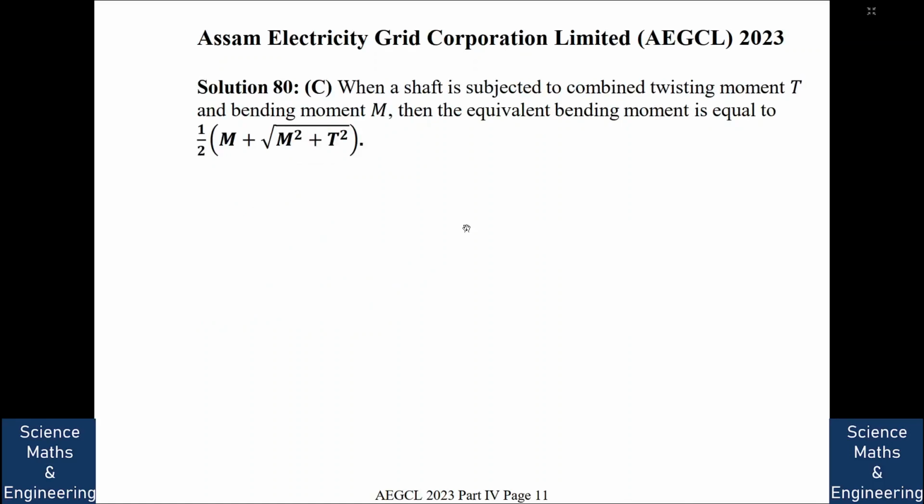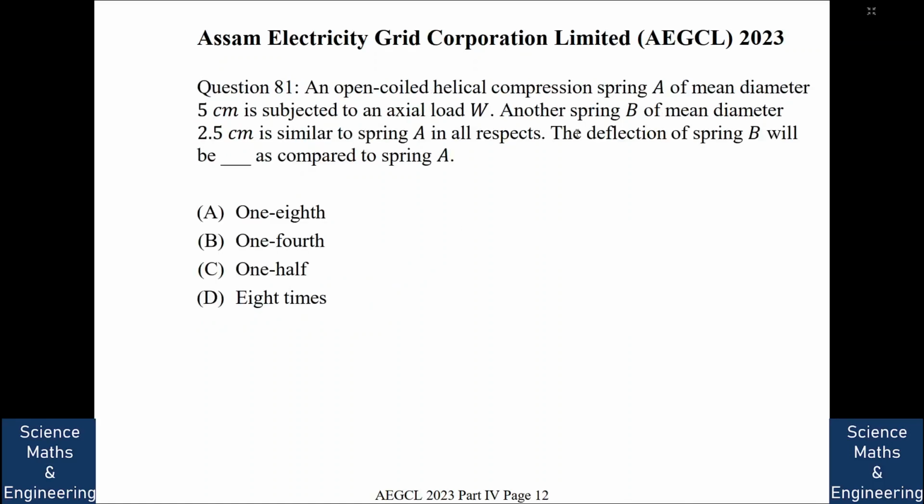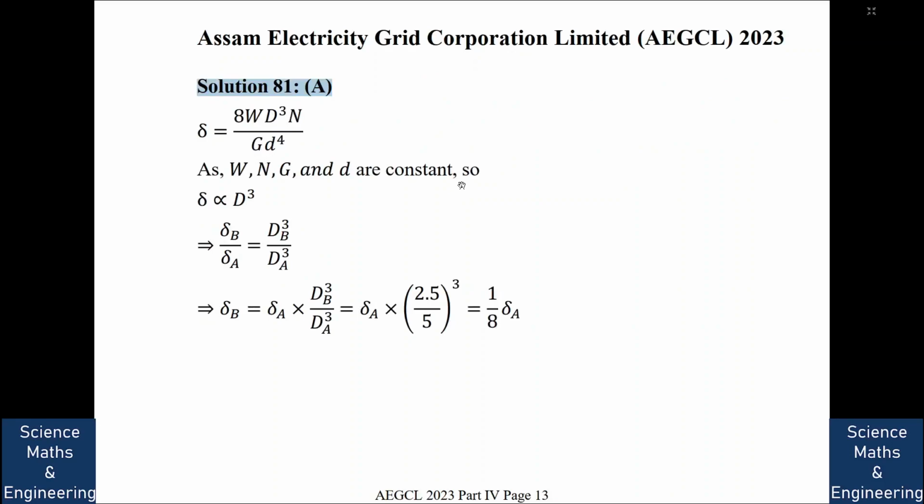So next question. An open coil helical compression spring A of mean diameter 5 cm is subjected to an axial load W. Another spring B of mean diameter 2.5 cm is similar to spring A in all respects. The deflection of spring B will be dash as compared to spring A. So the answer is, it would be 1 by 8 of the deflection of spring A. So let us see how we can get it.